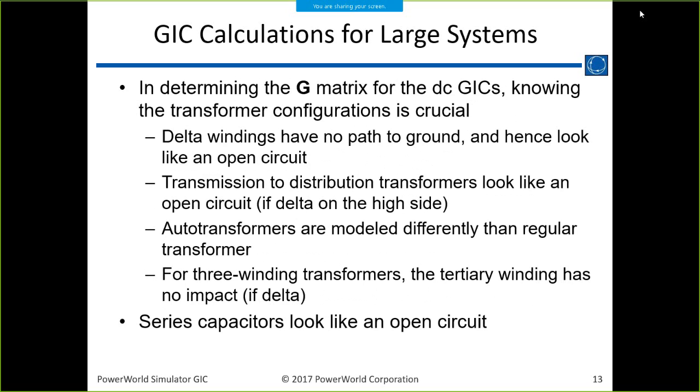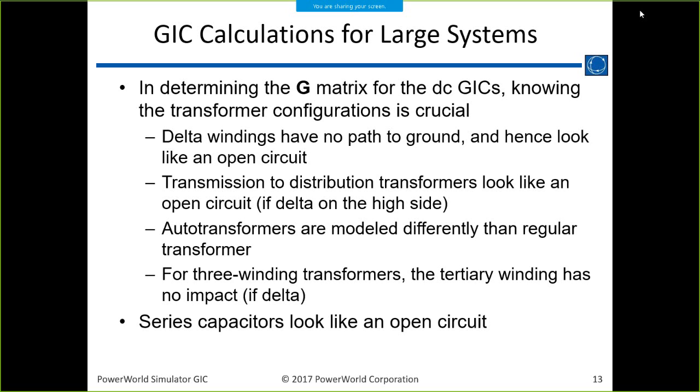Okay. So in calculating that, you go through various assumptions. What's auto transformers, what's not, that affects it. Where is the transmission to distribution transformers? Usually transmission to distribution is going to be delta on the high side, grounded Y on the low side. If you have a delta transformer, there's no path to ground, hence the GICs can't get to ground, so it looks like an open circuit.